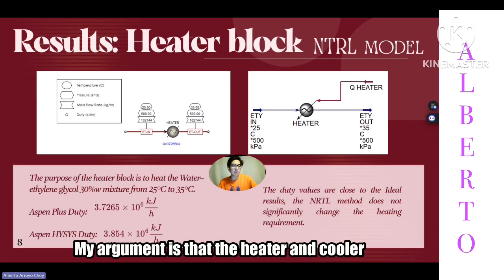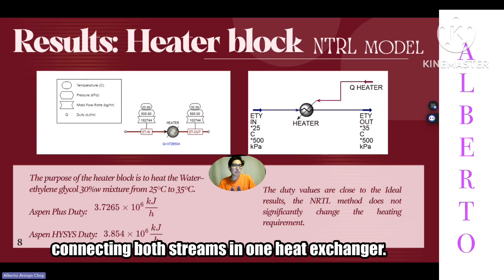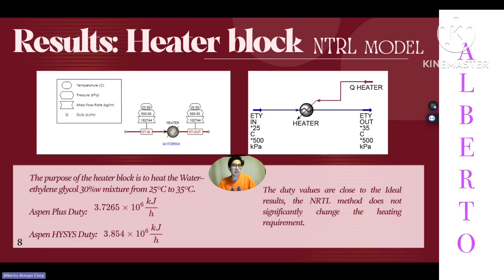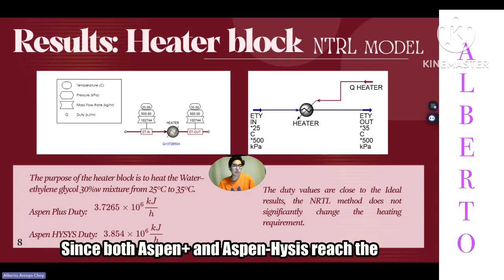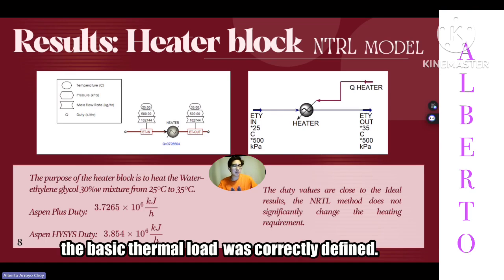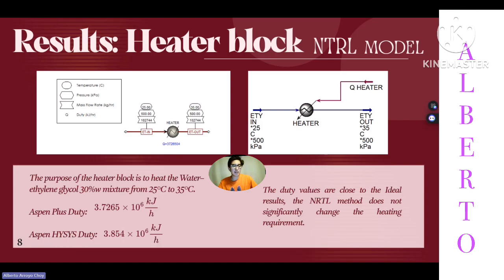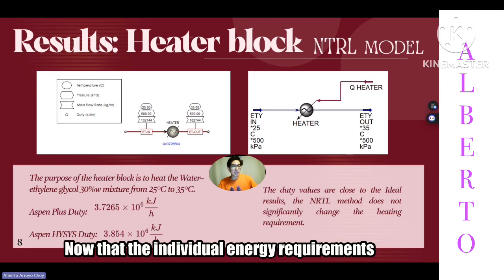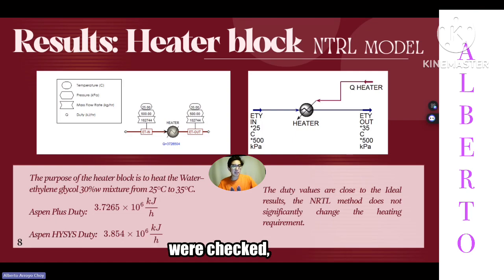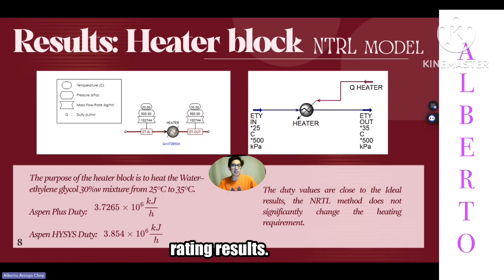My argument is that the heater and cooler blocks validate the energy balance before connecting both streams in one heat exchanger. Since both Aspen Plus and Aspen HYSYS reach the required temperature targets, we can say that the basic thermal load was correctly defined. I also agree with Les that the property method can affect the values, but in this part, the general heating and cooling requirements remain stable. Now that the individual energy requirements were checked, Brenda will explain the HeatX and Aspen EDR rating results.